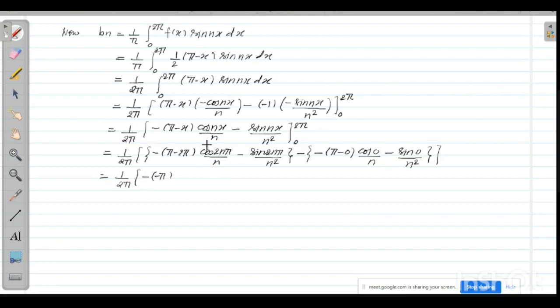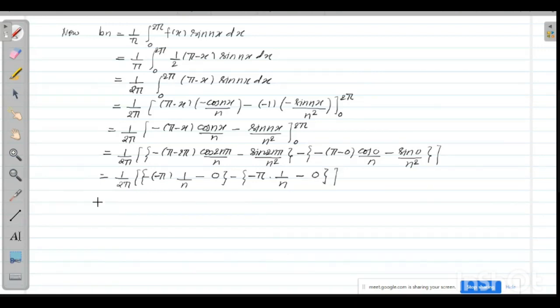Okay, and cos of an even multiple of pi is 1. So this becomes 1 upon n minus, and sine of a multiple of pi is always 0. So the whole thing will be 0, and minus, here we write pi cos 0. What is cos 0? Cos 0 is 1. So this becomes 1 by n. Okay, and minus sine 0 is 0. So we have the whole thing 0.